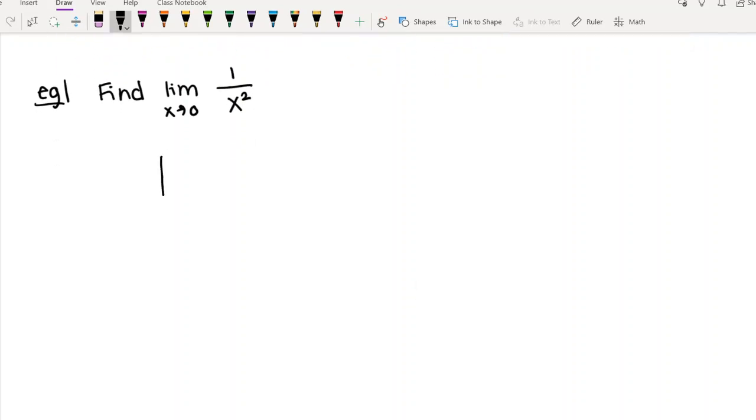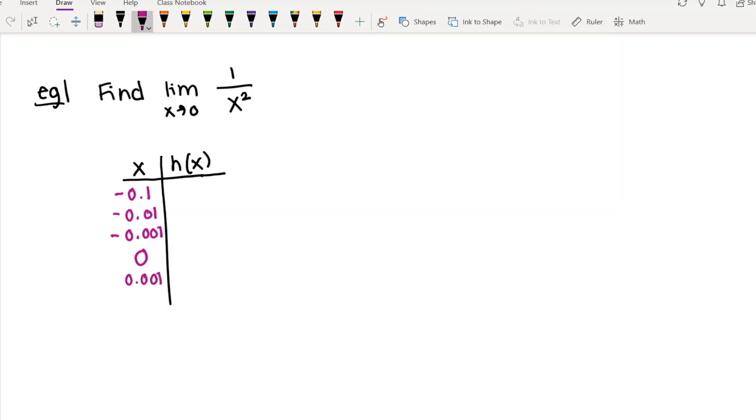Okay, so let's do the same as we did the other ones. So maybe let's call this one h of x. Okay. So if we're doing the limit as x approaches 0, so if we're doing numbers that are just below 0, those should be negative, right? So we're going to do something like negative 0.1, negative 0.01, and negative 0.001. And then 0 is going to be does not exist. And then just above 0 would be things like positive 0.001, positive 0.01, and positive 0.1.